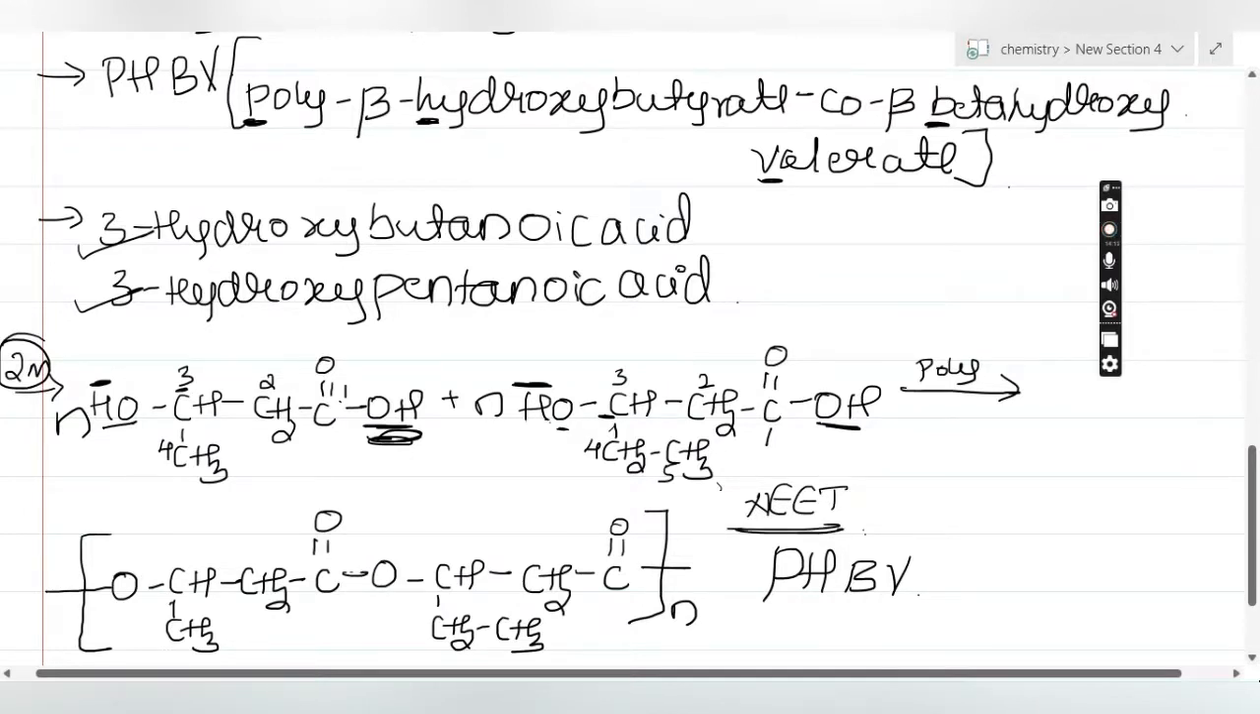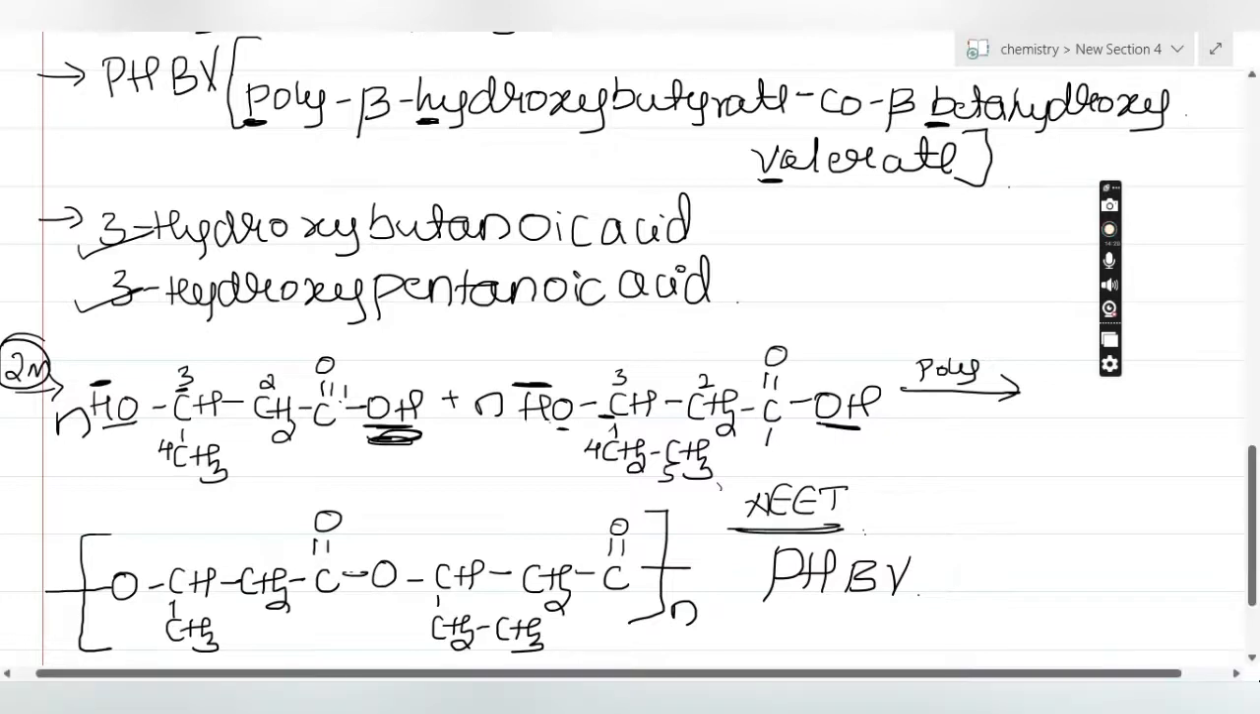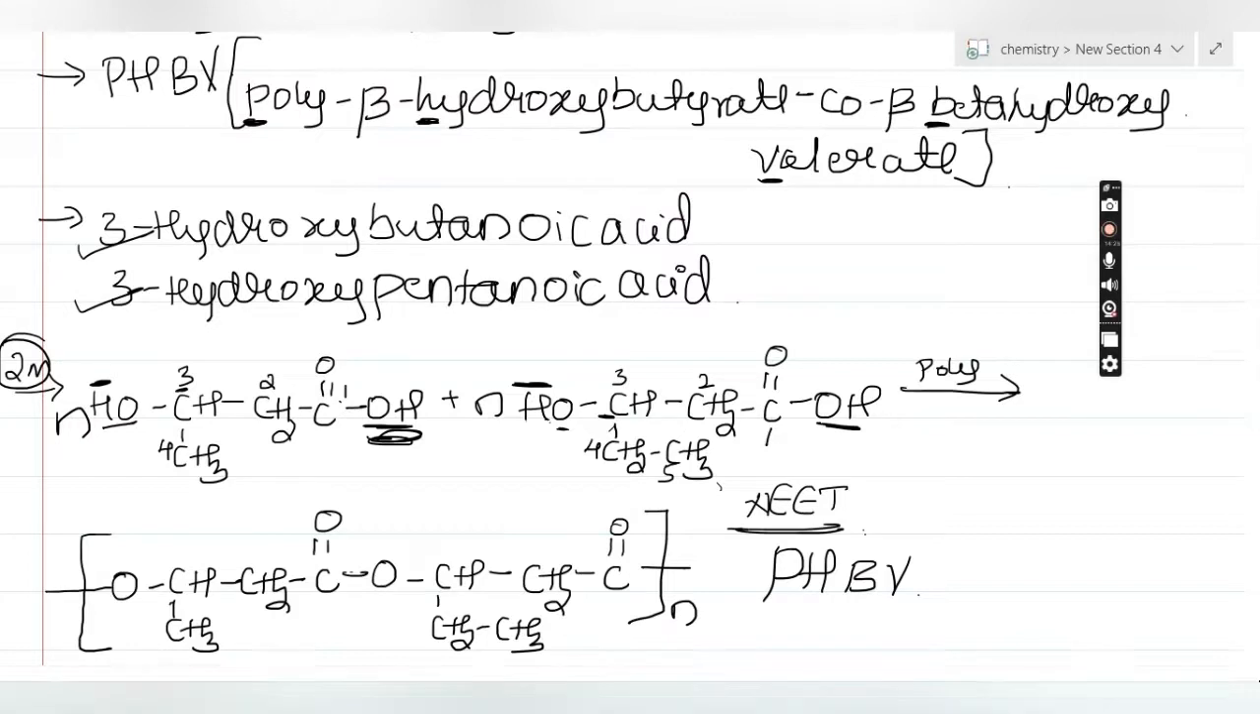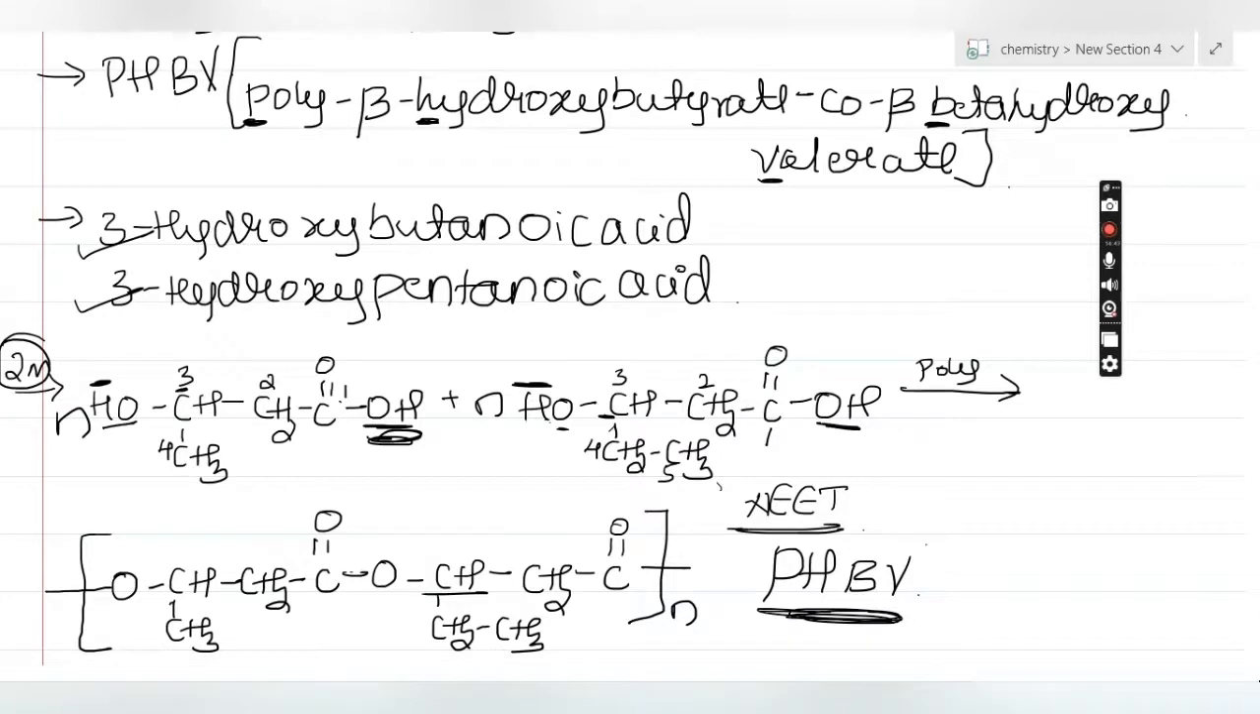This PHBV is used in controlled release of drugs. The capsules we take which are coated with a plastic material outside, that we call controlled release of the drug, and it is also used in orthopedic devices. That is very important, as this was asked in the board question also. The polymer which is used in making orthopedic devices and special packaging materials, and in controlled release of drugs, is PHBV. So this is all about PHBV.